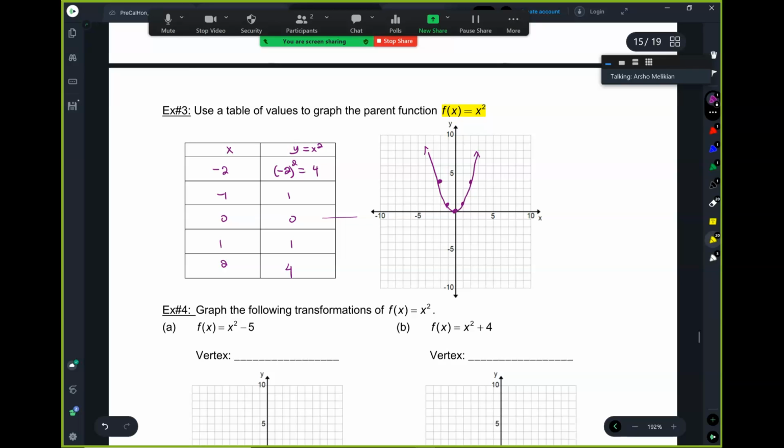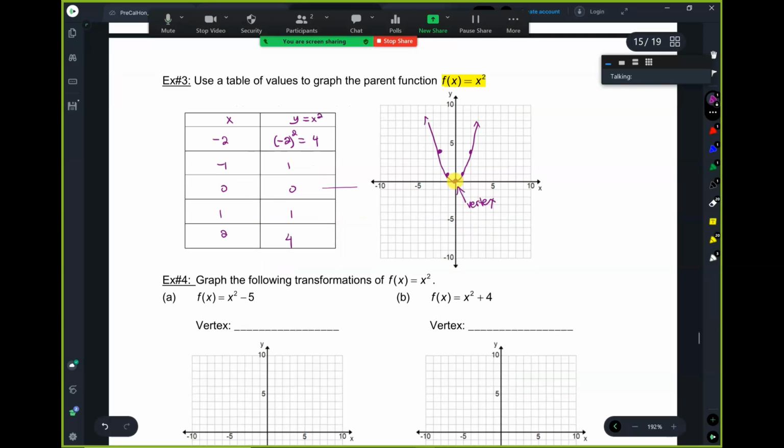This point here is called the vertex of the parabola. Notice, for the parent function, the vertex is at the origin. So when you have a translation, you're first going to move the vertex. Now, what else do we know here? First of all, what is the domain? All real numbers. And the range is y is greater than or equal to 0.